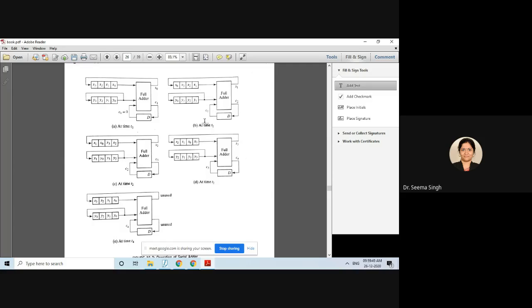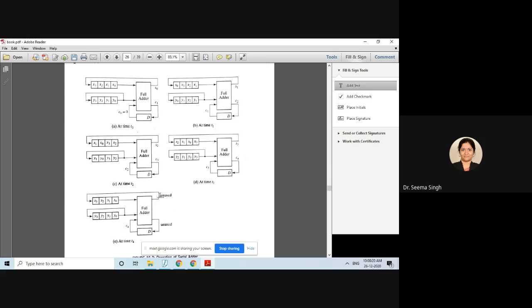At time T1, what is happening? Your S0 and Y0 are sitting here. Why is Y0 sitting here? Because Y0 is fed back here. So Y0 comes here, and Y3, Y2, Y1 get shifted here. And at the full adder, what will be available? Your X1, Y1, and this C1, whatever is going to the D flip-flop, is being stored there for further use in the next clock cycle. So at T1 this happens, then T2, T3 and T4.